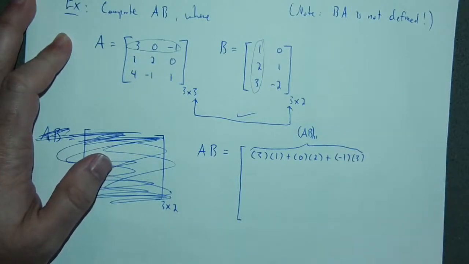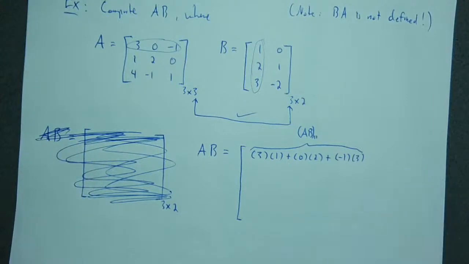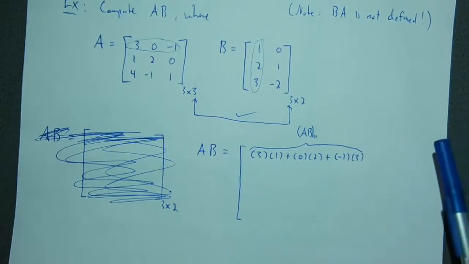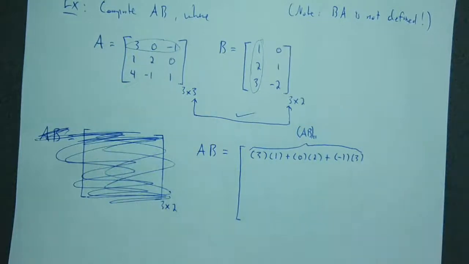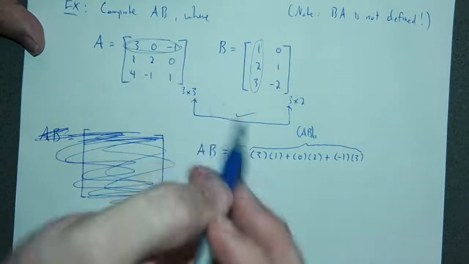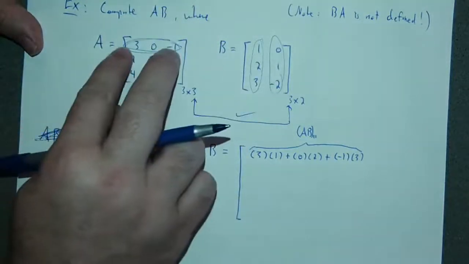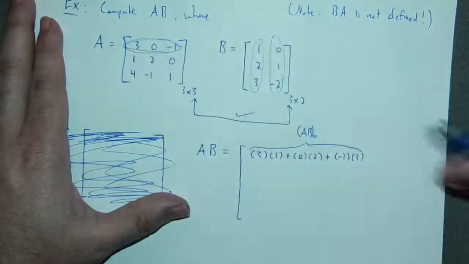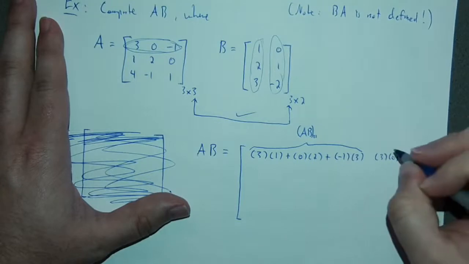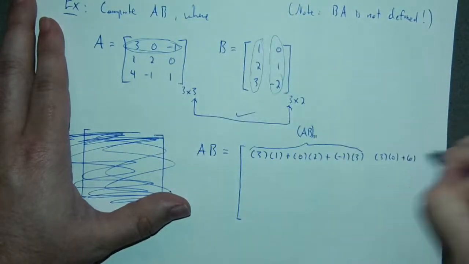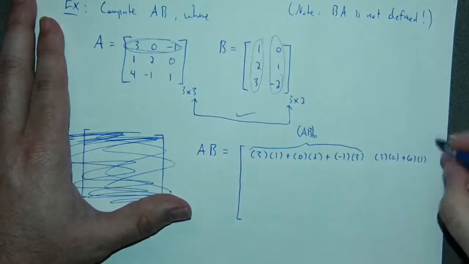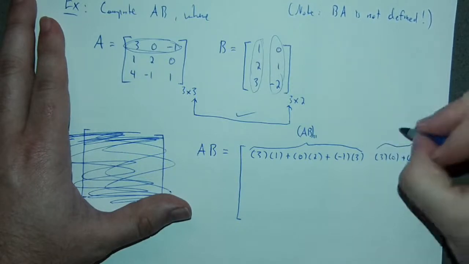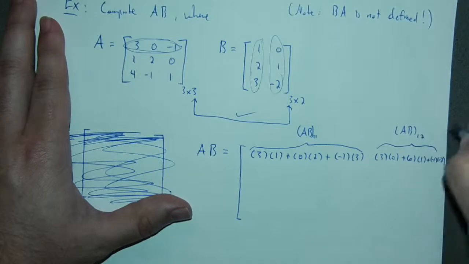Okay. All right. So in the next slot, what do I do? So in my next slot, I'm still in the first row. Now I'm in the second column. So I still keep to the first row of A, but now I move on to the second column of B. So I take this first row of A and I flip it in this way, line up those entries, and write out this expression. So I get 3 times 0, okay, plus 0 times 1, plus minus 1 times minus 2. And this entry is AB 1, 2.